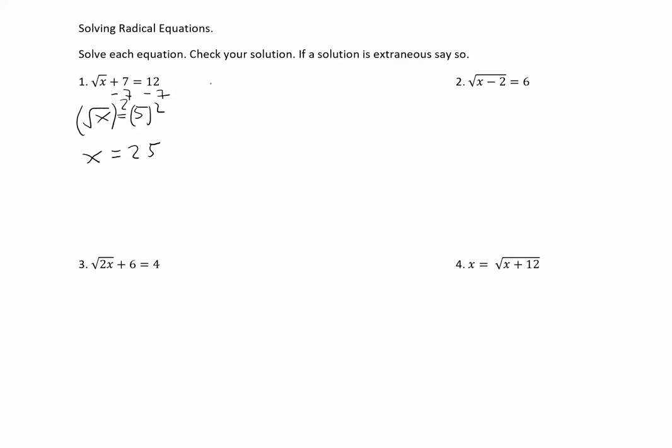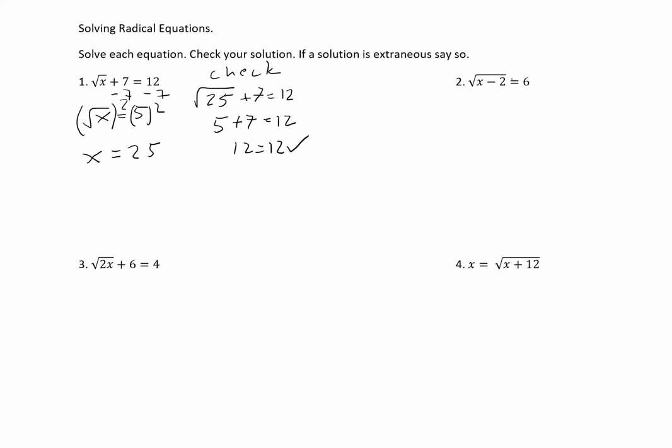And then I'm going to plug it in. So when I do the check over here, I'm plugging it in for x. So I get the square root of 25 plus 7 equals 12. So then 5 plus 7 equals 12, and 12 equals 12. That is a true statement, so it worked.